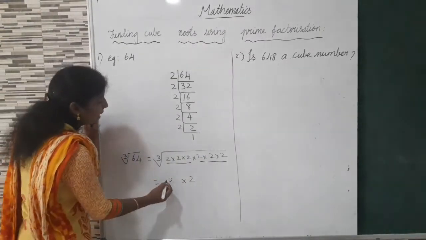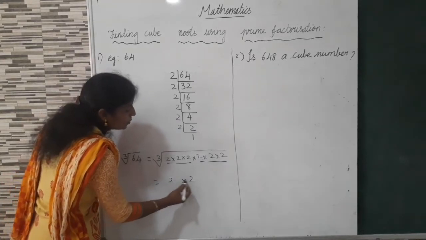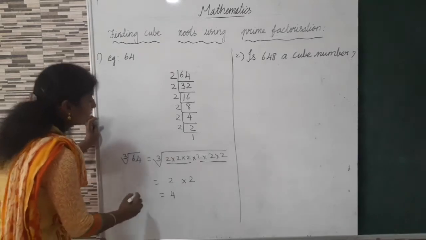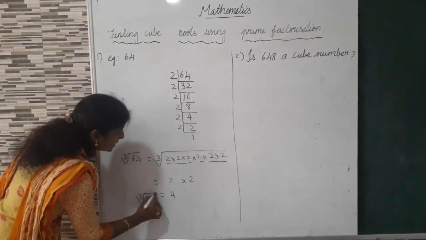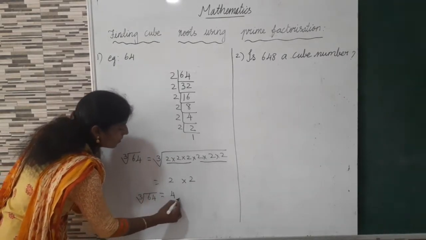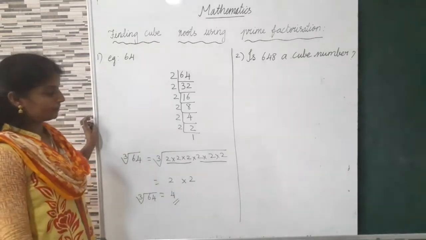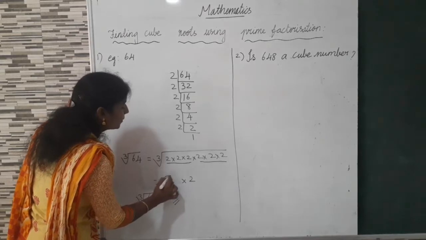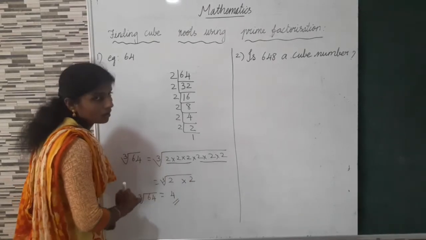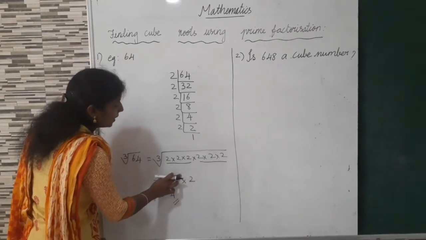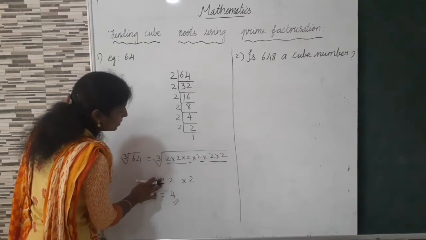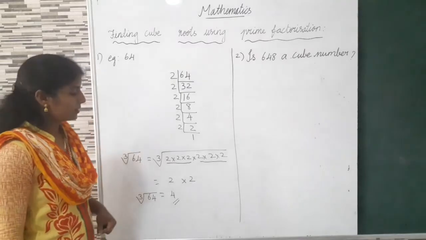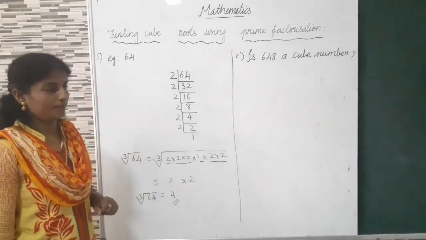Clear? So we can multiply now. 2 2s are 4. So what's the answer? Cube root of 64 is equal to 4 is the answer. Are you clear? We don't put the cube root here. If you put the cube root here, this is wrong. We remove this cube root, so we can take 3 in 1 outside. So don't put the cube root here.